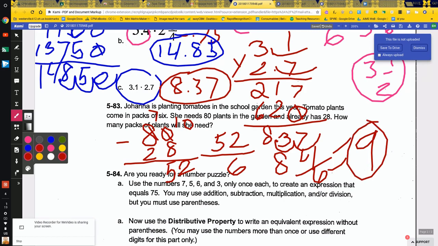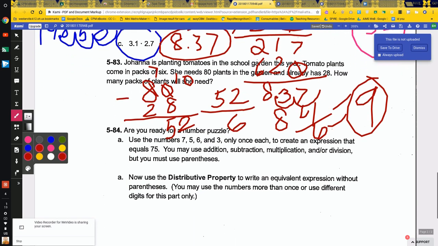So you'll have to buy 9 and you'll have 2 left over because he needs 8 and 4, 6. He'll buy 9, he'll have 2 left over. I guess he can give them to a friend or something. Or they can just plant 2 extra.